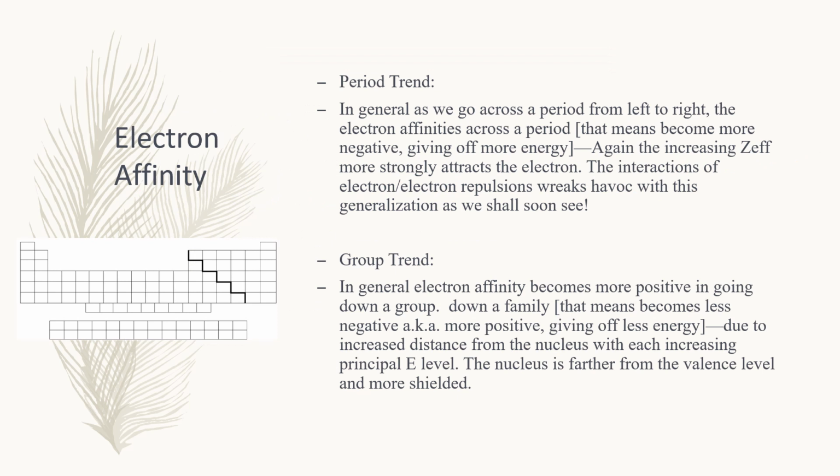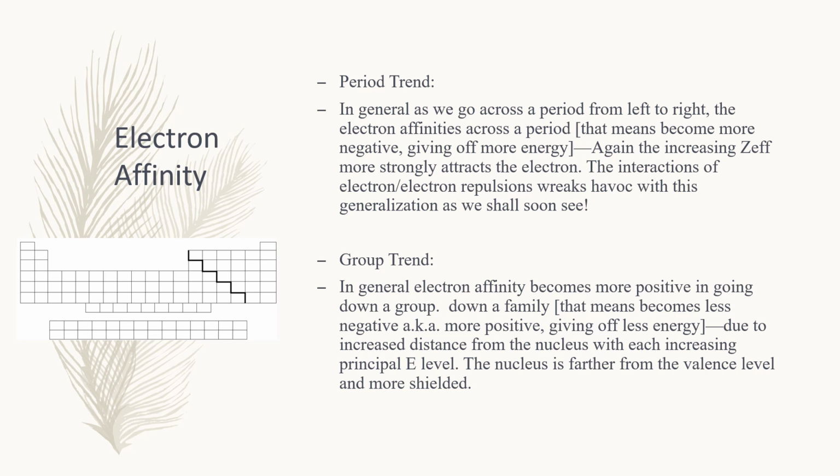So as we start to look at the period and group trends, please remember that the more negative the electron affinity value is, the higher we term that electron affinity. So we're releasing more energy in the process. As we go across a period from left to right, the electron affinities are going to become more negative. Therefore, they're going to be a higher value, giving off more energy.